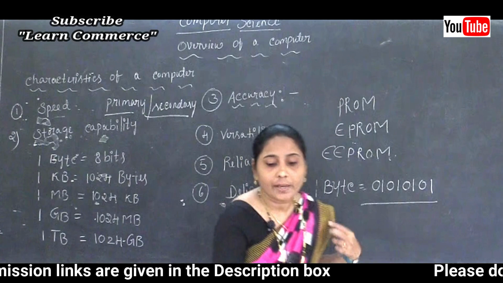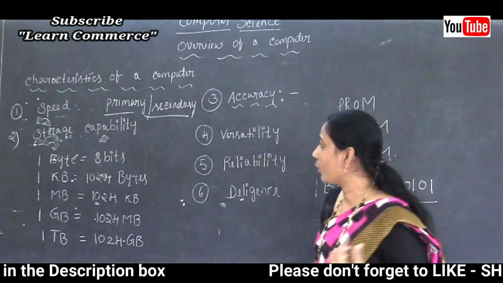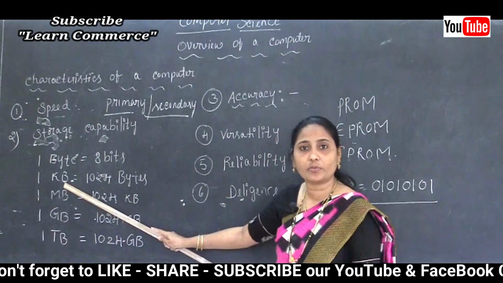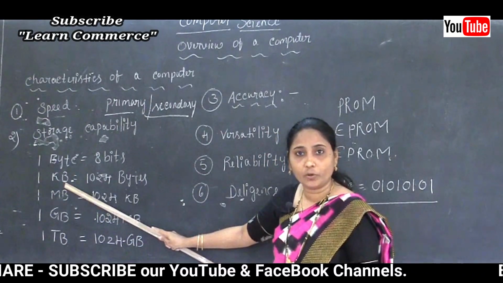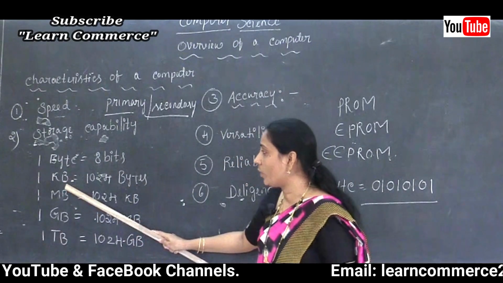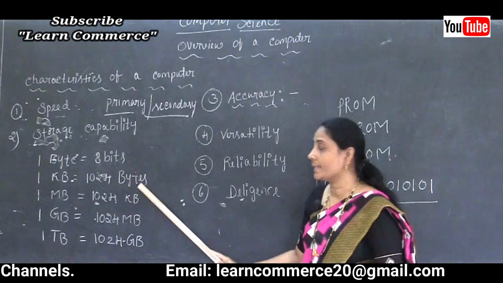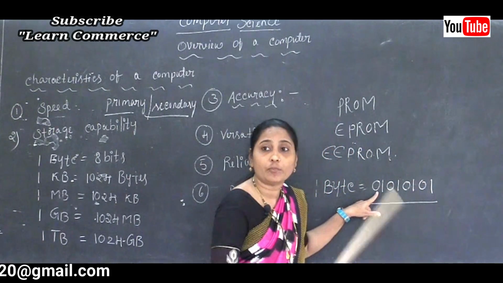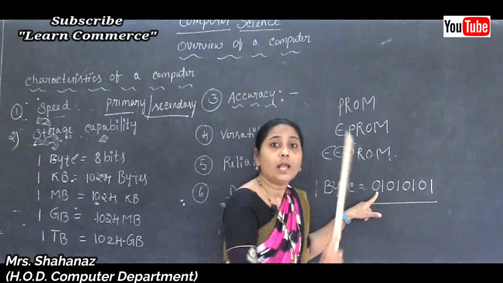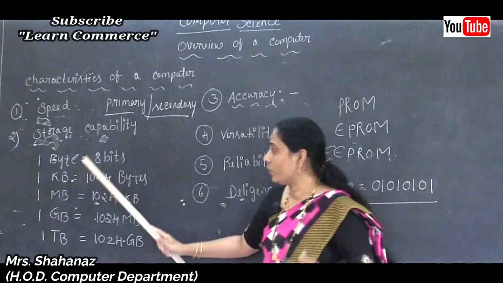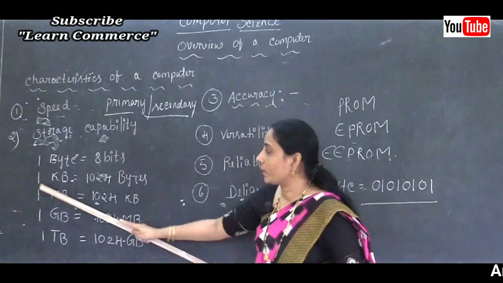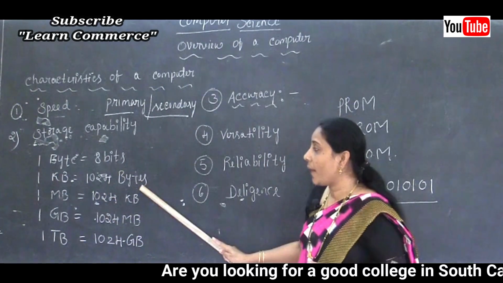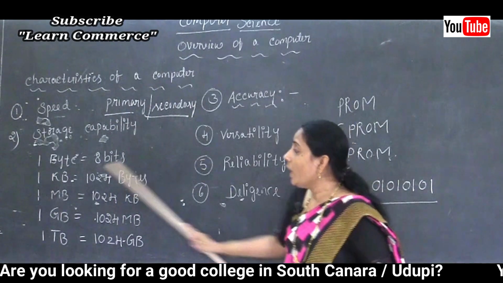Clear this point here? Now after 1 byte is equal to 8 bits, what about 1 KB? We know the full form of KB is kilobyte. So 1 kilobyte is equal to 1024 bytes. Clear this point here? So now we made the calculation for 1 byte, which is equal to 8 bits, and for 1 KB, which is equal to 1024 bytes. And later 1 MB.